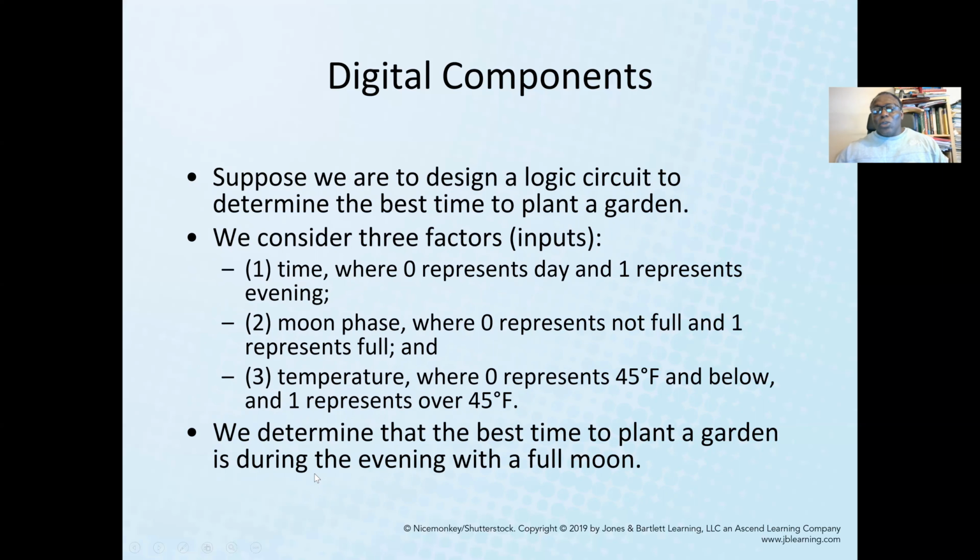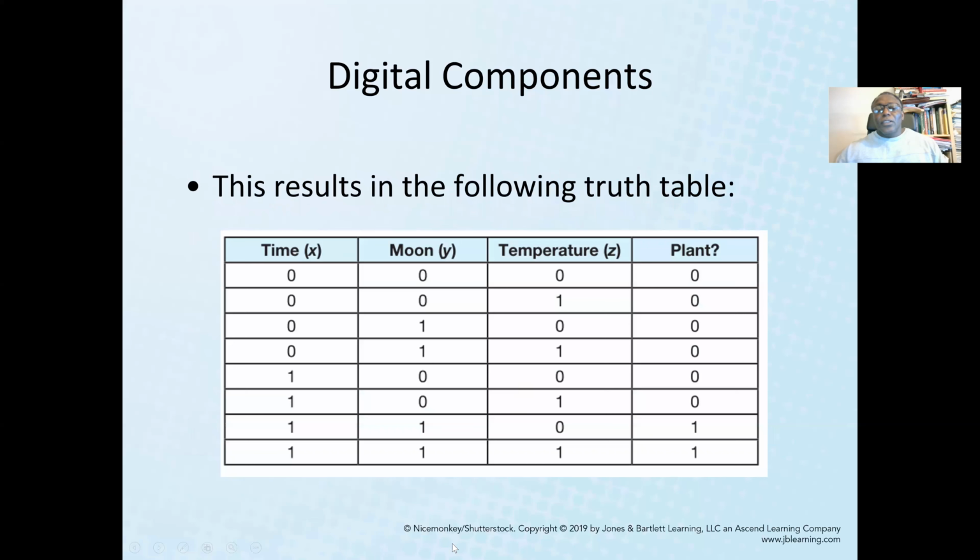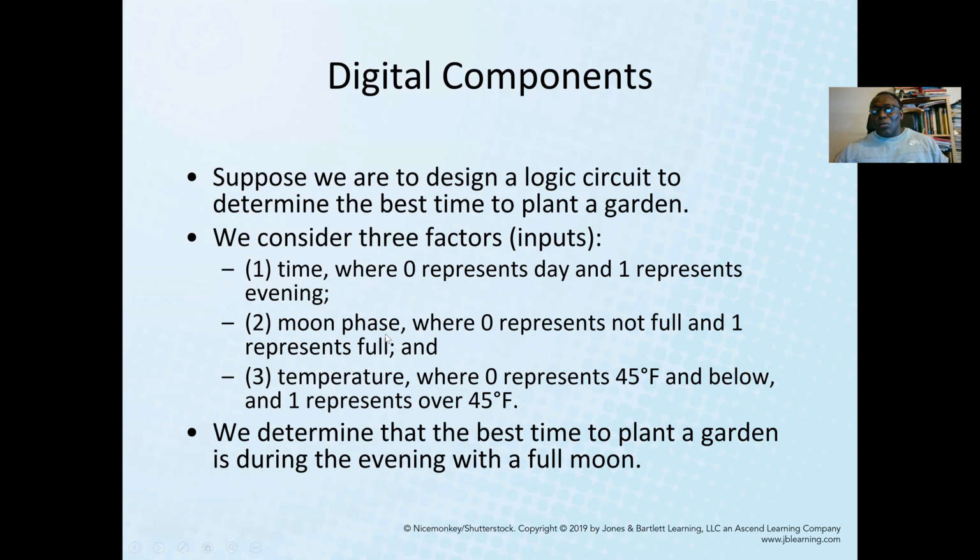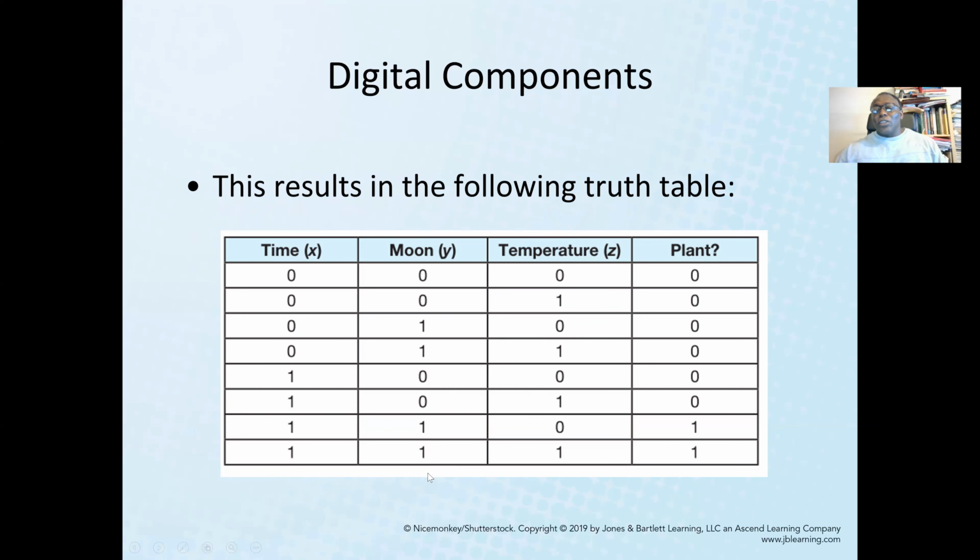So if we know these three conditions, we determine that the best time to plant a garden is during the evening with a full moon, maybe after we design the circuit to implement. So this results in the following truth table. Remember, time can be 0. When we say 0, it represents day. 1 means evening. Moon, half, not full, 0. If it's full, 1. Temperature, 45, 0. And below represents 1. So we come up with these combinations.